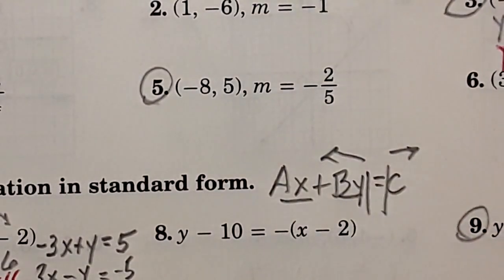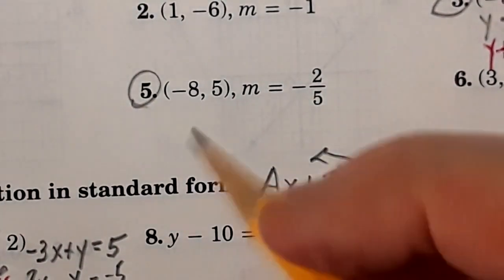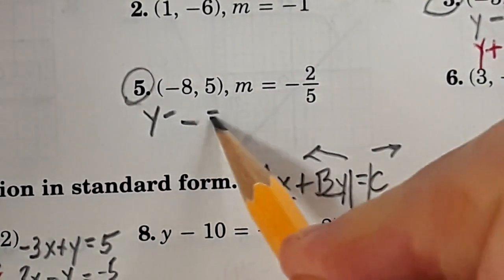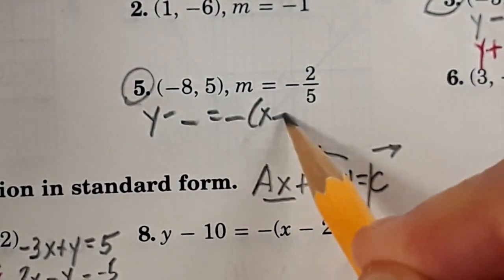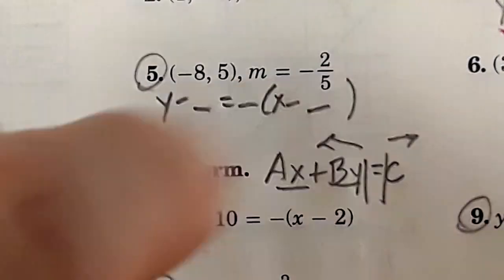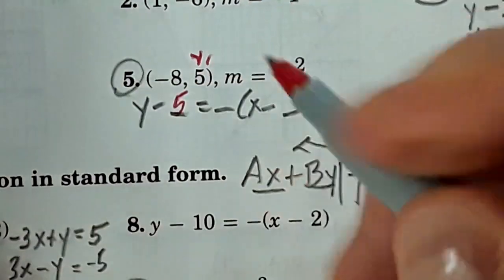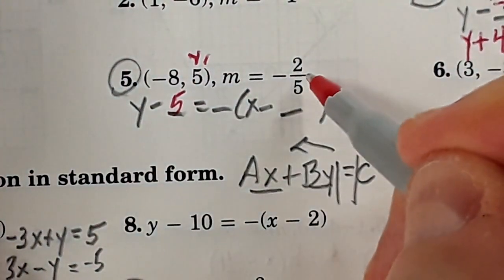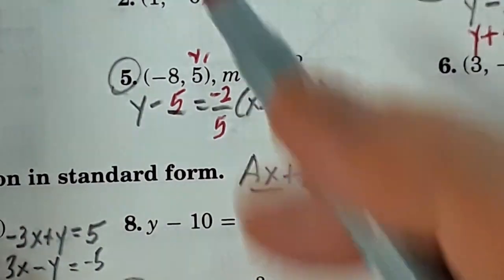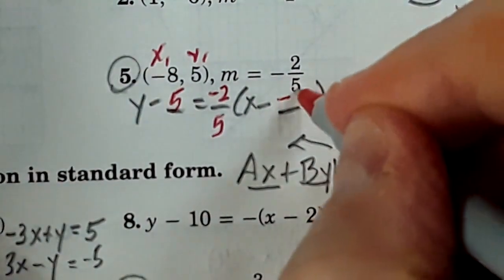Okay, we're now doing number 5. In point slope form. So we first write the point slope formula, which is y minus blank equals blank times x minus blank. Yes? So the first blank is what? Yep, y1. Second blank is -2/5. Third blank is x1, which is -8.